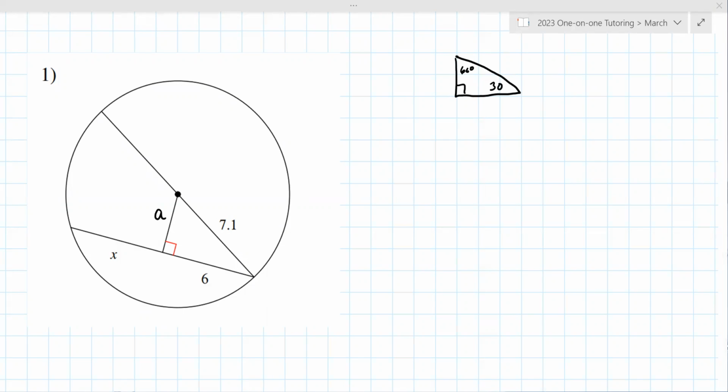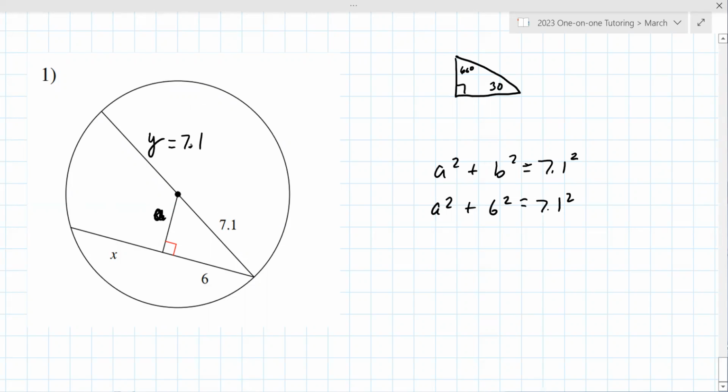Oh, the Pythagorean theorem. Yes. So I'm not asking you to do that, but I wanted to remind you that this does hold true, that a squared plus 6 squared equals 7.1 squared. Okay. All right. Now, so we can find a. We don't need a, but we could find a. Can you tell me what the value of y is and why? And this is not drawn to scale. It's 7.1, yes, but why? Because it's a radius and all radii are equal.